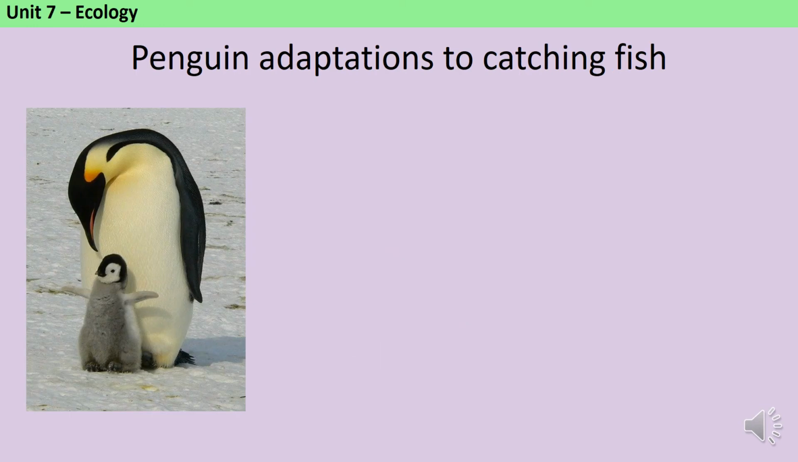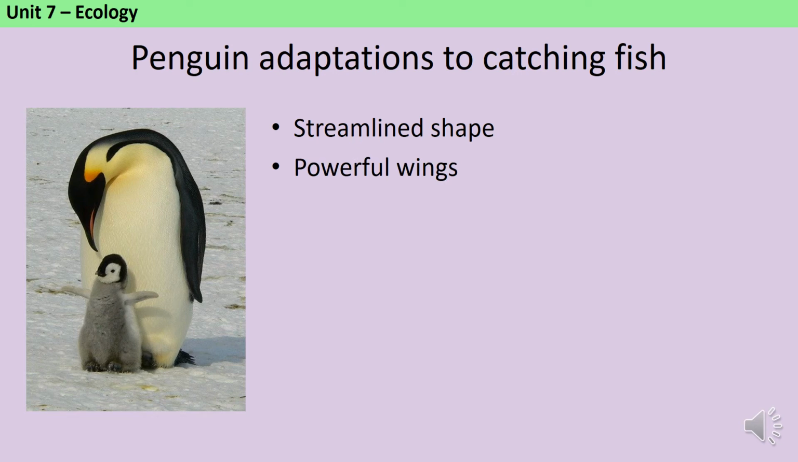Next up, predation. How is this penguin adapted to help it to catch fish? Well, it has a streamlined shape, and that's going to help it to swim really fast. It also has powerful wings or flippers to allow it to swim very quickly, and when it does get to those fish, it has a very long, very sharp beak.